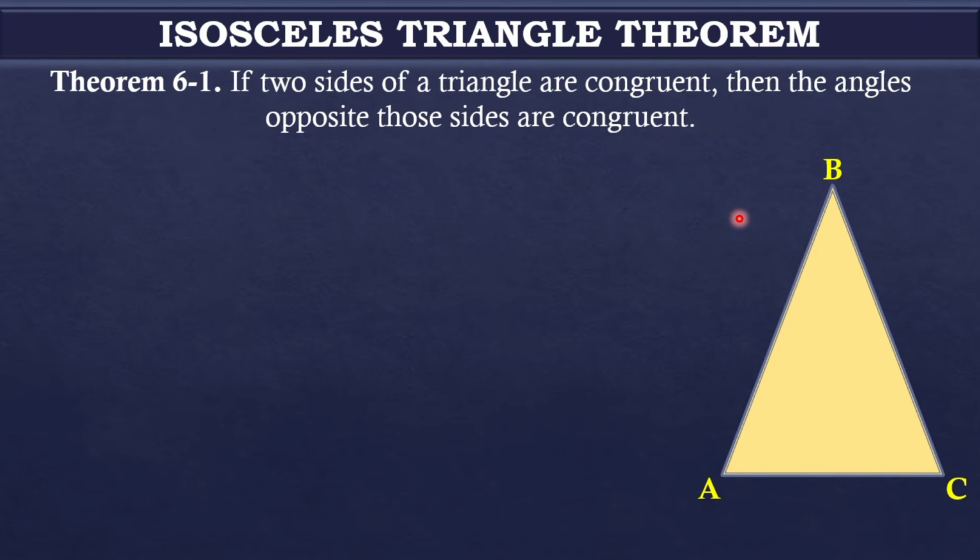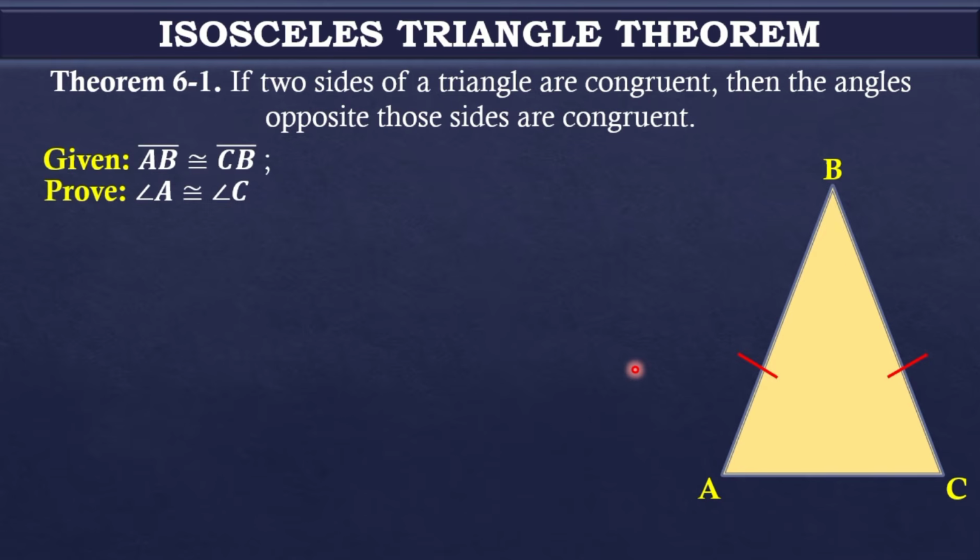So i-prove natin na kapag yung two sides daw po ng triangle ay congruent, then the angles opposite those sides are congruent. So let us prove this theorem. So ito yung given natin, na yung two sides daw ay congruent. So kapag congruent daw itong two sides, congruent din daw yung opposite angle. So our given is, yung two sides na congruent, we have AB is congruent to CB. So we will prove na yung angles opposite niya, etong angle A and angle C are also congruent. So yun ang ipoprove natin.